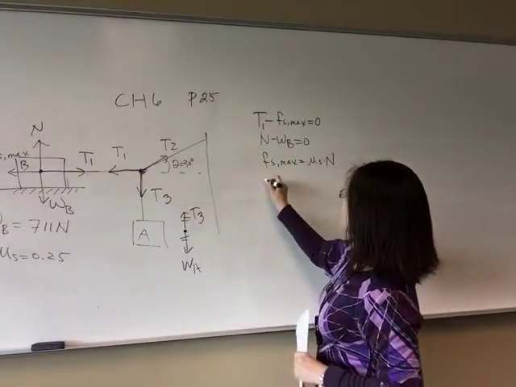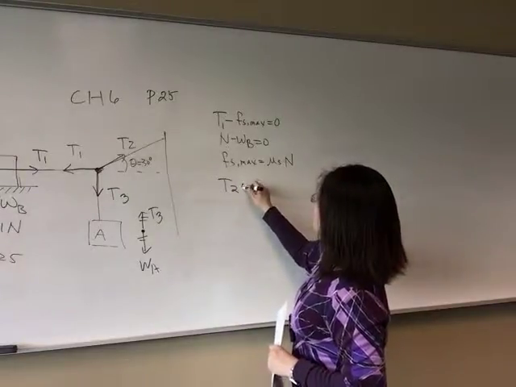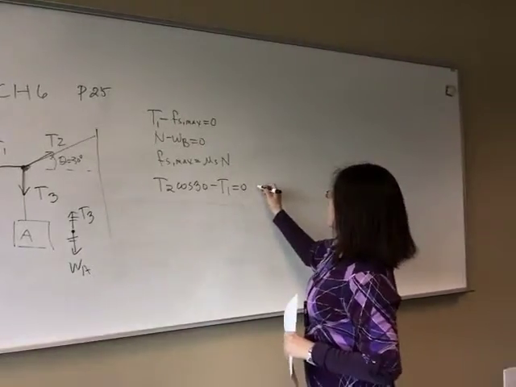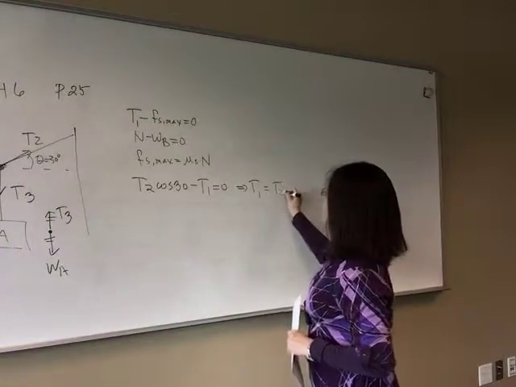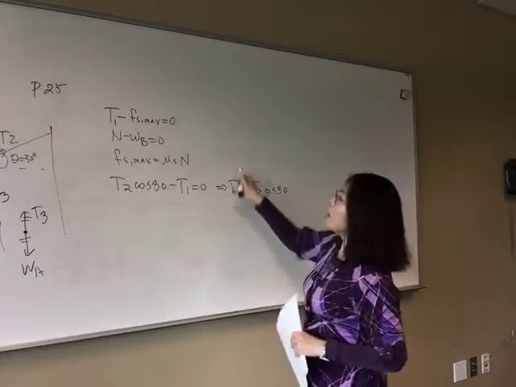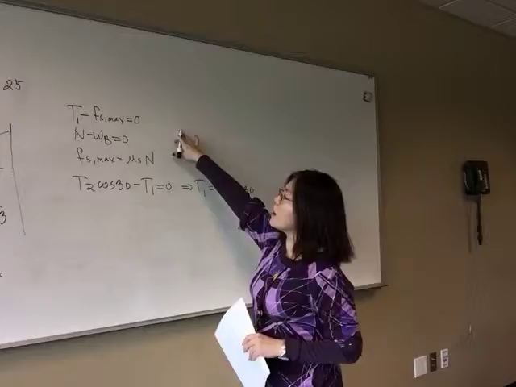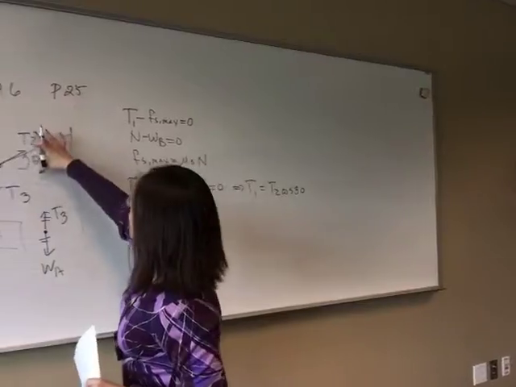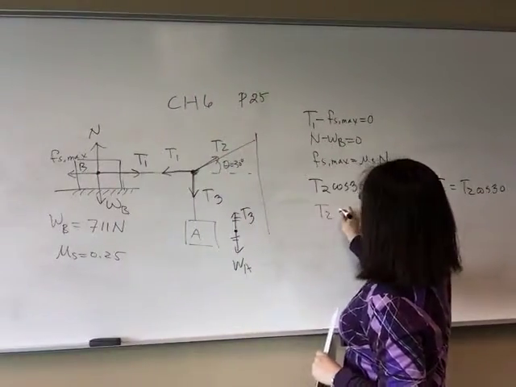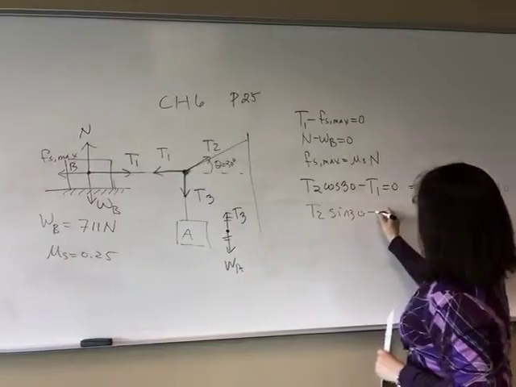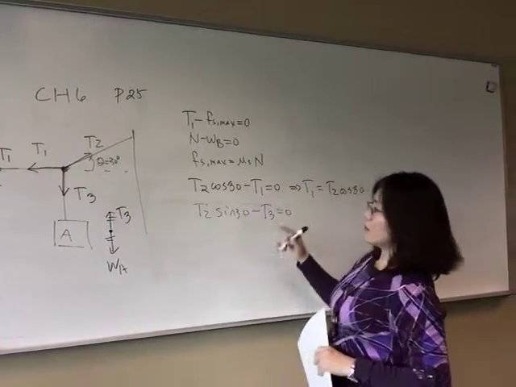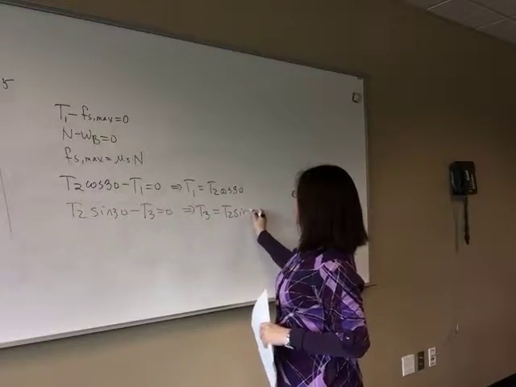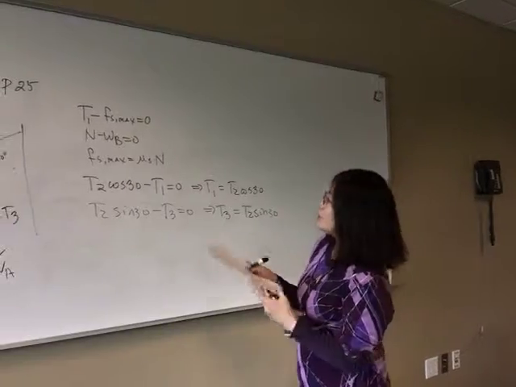Horizontally, T2 times cosine of 30 minus T1 has to be equal to 0. So your T1 is equal to T2 cosine 30. T1 can be calculated, because we just went over it, there's no unknown, so you can calculate this. And then in the vertical you have your T2 sine 30 minus T3, and the whole thing has to be equal to 0. Which means that your T3 is equal to T2 sine of 30. Okay. So now we are ready to plug in the numbers.